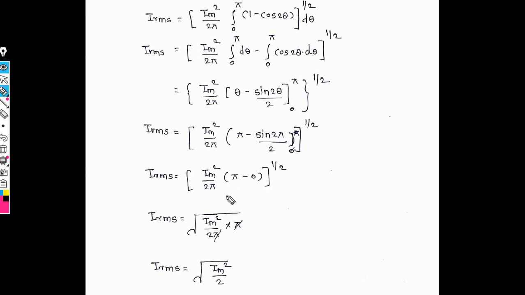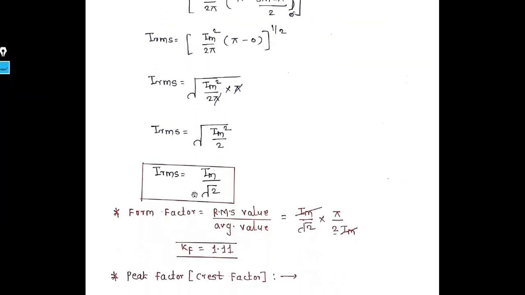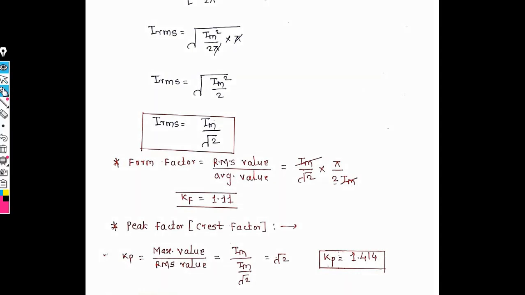Then we take the whole thing under a square root. Im square upon 2 pi into pi, then pi cancels, so IRMS is equal to the square root of Im square upon 2. Then the square and square root cancel, so IRMS is equal to Im upon root 2.